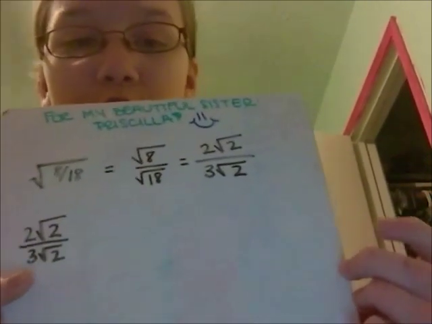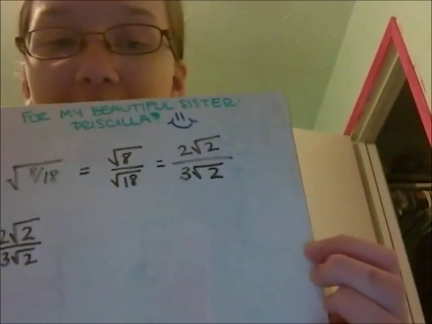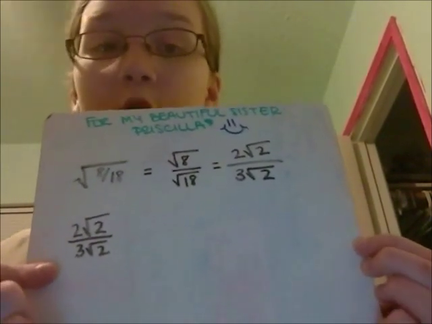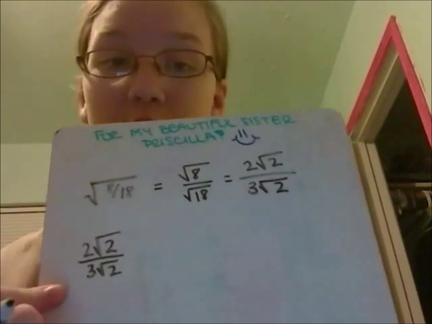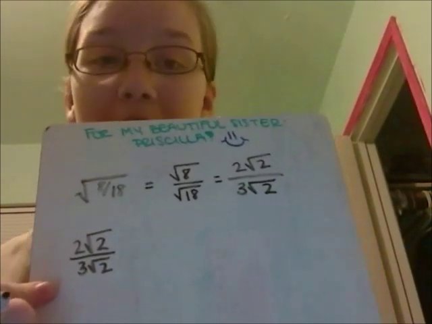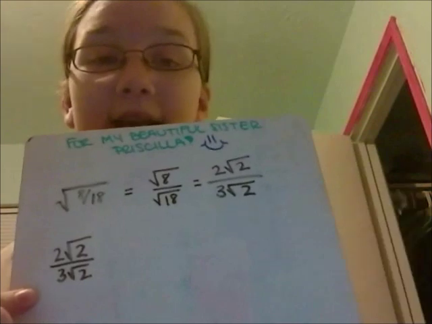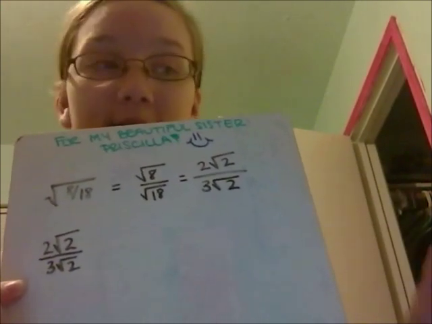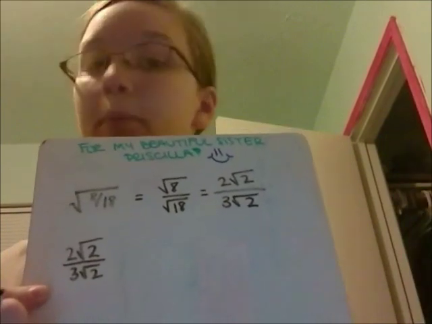2 times the square root of 2 divided by 3 times the square root of 2. Now, it's a mathematical rule that you cannot have a radical in the denominator, and I have a square root of 2 there. So in order to get rid of a radical, what you need to do is multiply by that same radical, because any radical times itself is just the number without the radical.